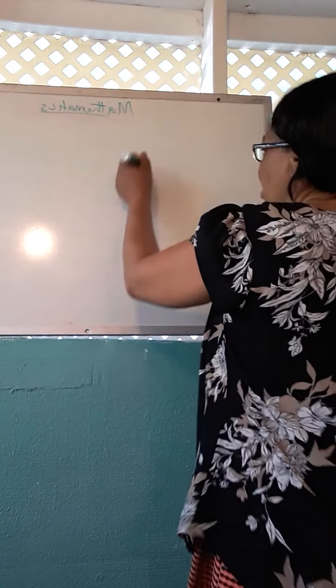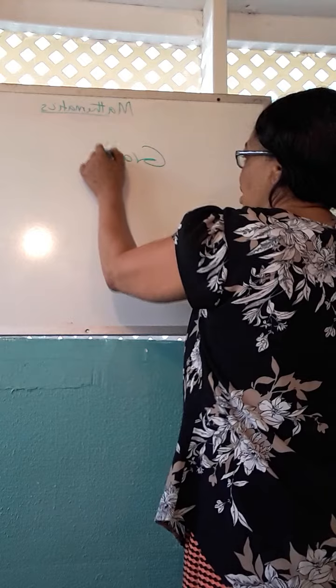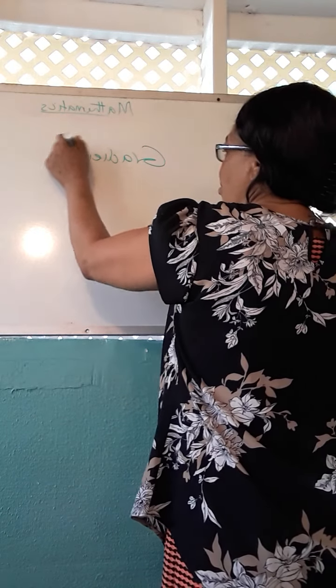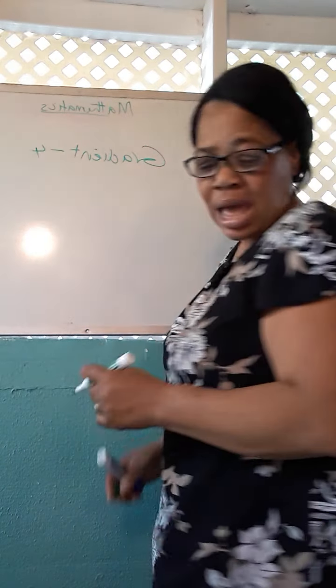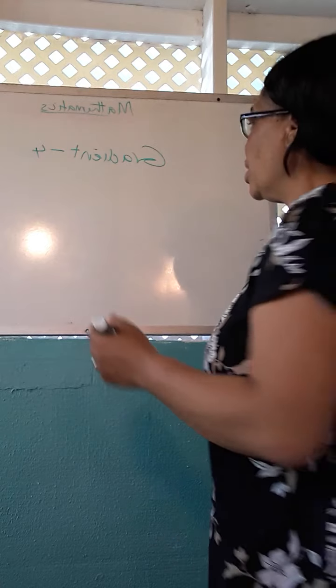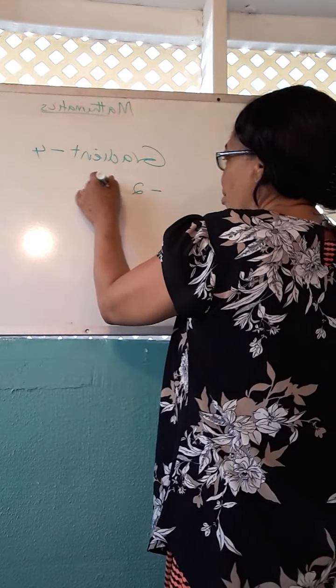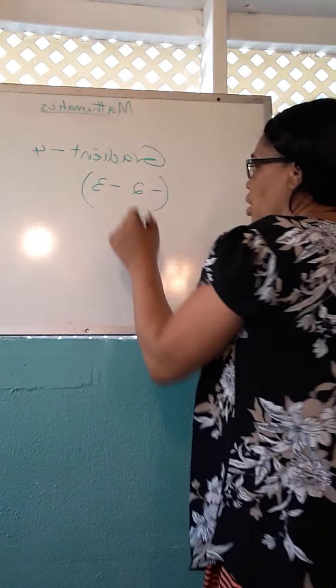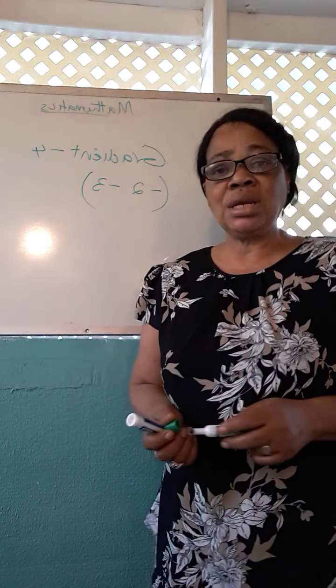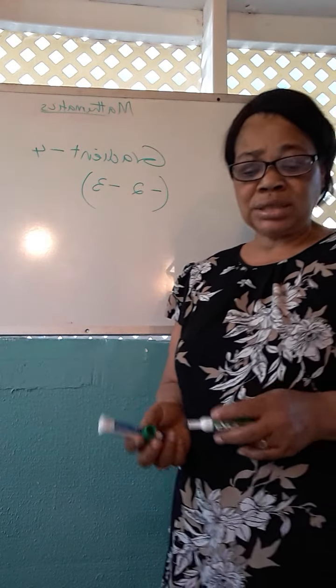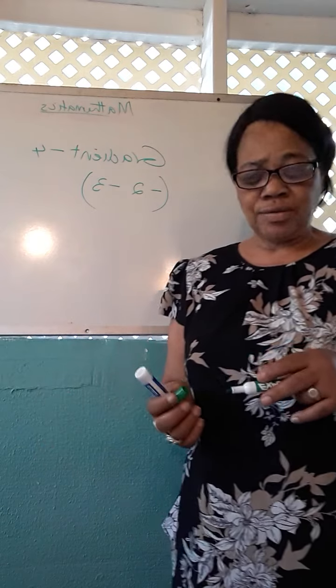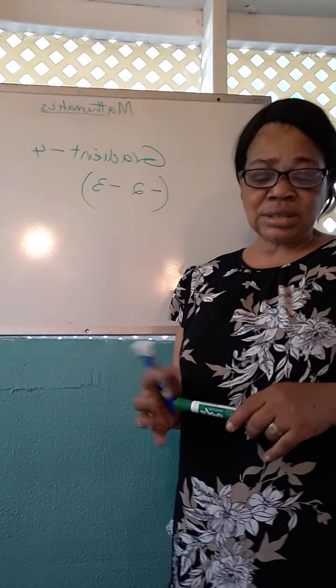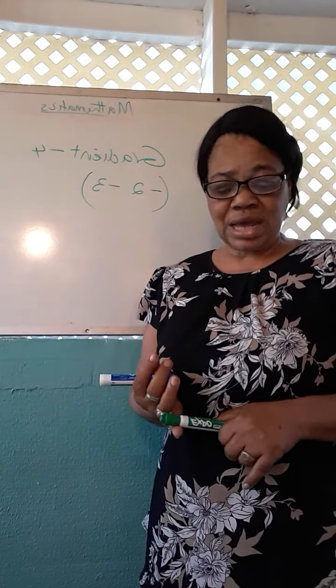Now let's look at this one. You're told that the gradient is -4, and this line passes through the point -2, -3. That's what we're given here. We're given that the gradient is -4 and it passes through the point -2, -3, and you're asked to calculate the equation of this line.